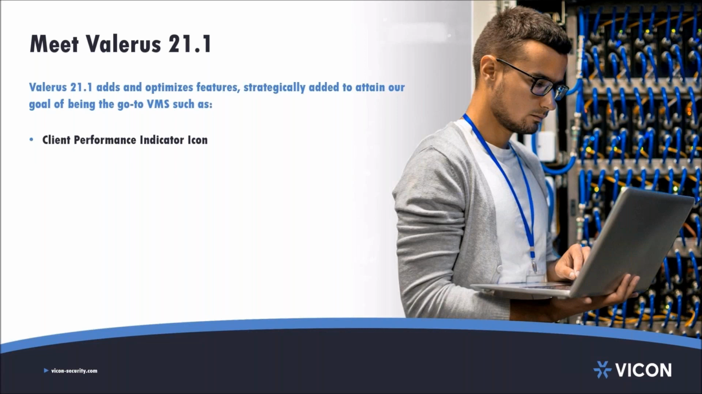So we will be looking at a few things today, all 21.1 related, starting with our client performance indicator icon. That's going to be the first thing we're going to show. Going forward with some of the enhancements we've made for our snapshot tool, a new module for access lists. We'll look at that. Integration framework. We talked about that in one of those slices in the pie.